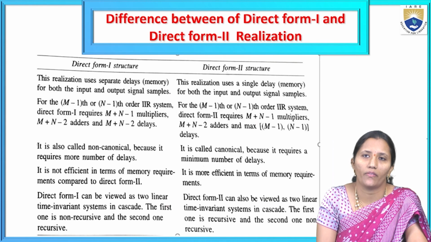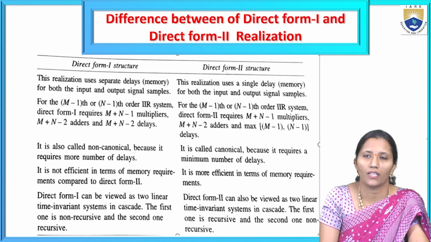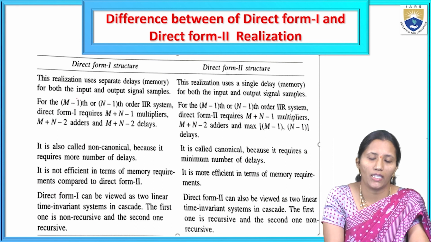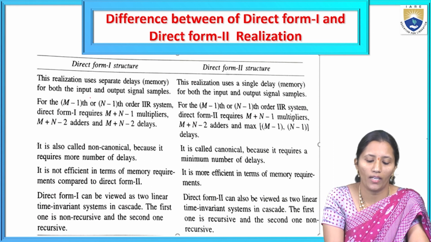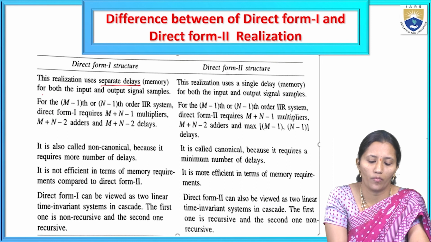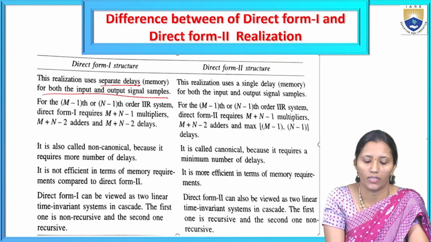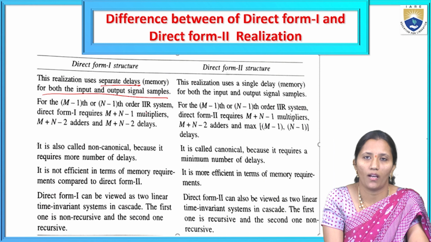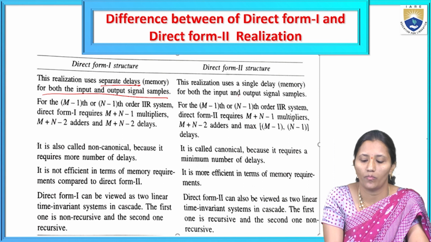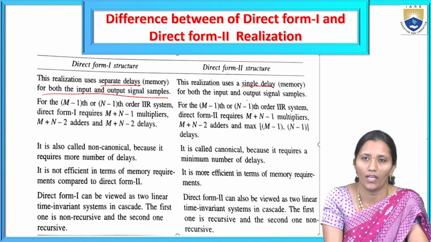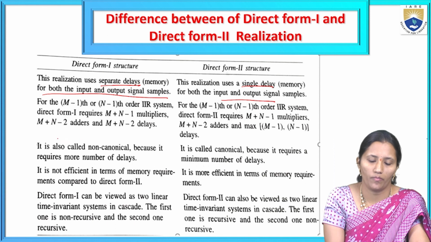So the basic difference between the direct form 1 structure and direct form 2 structure is this: direct form 1 realization uses separate delays for both input and output signal samples. That is, for the all zero system and all pole system, we use separate delay elements in the direct form 1 structure, whereas in direct form 2 structure, we use single delay elements for the all pole system and all zero system. That is, for both the input and output signals, we use single delay elements, that is memory elements.